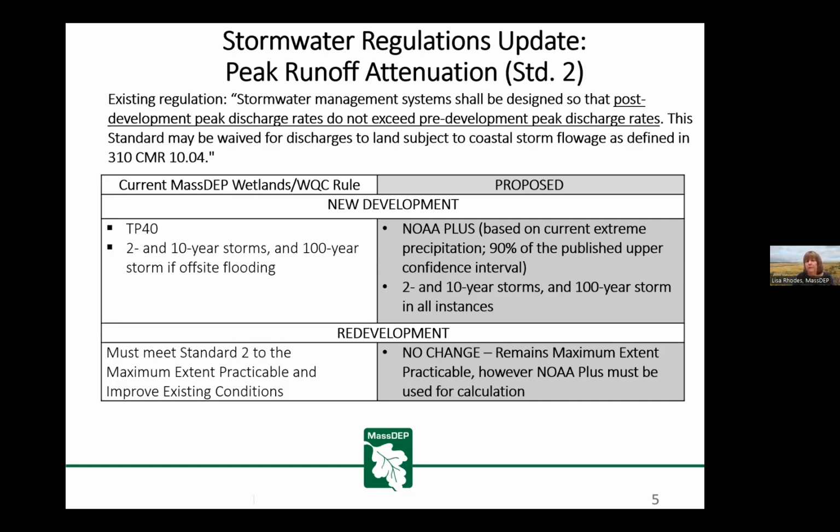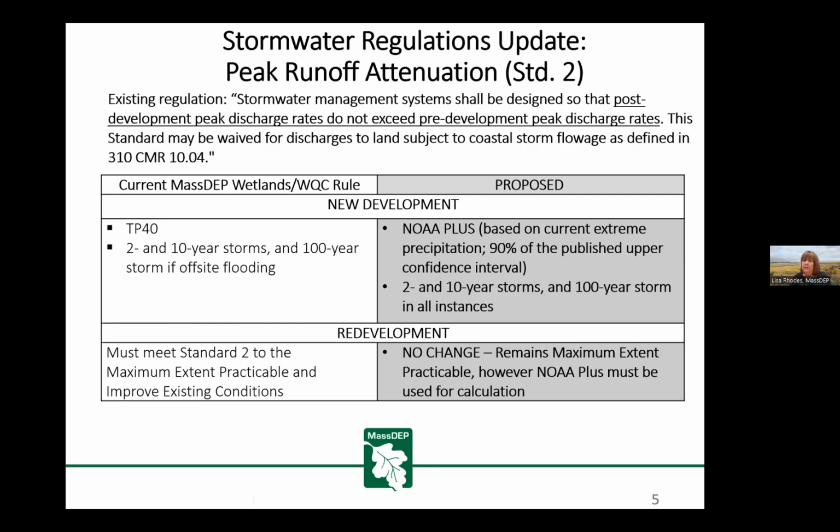And we are proposing to discontinue use of that and to adopt the NOAA 14 atlas that was published in 2015 and updated in 2019. Only rather than use the fitted or average value of the NOAA Atlas, we are proposing to use the 90% of the published upper confidence interval to reflect current extreme precipitation. We refer to that as NOAA Plus. We are also proposing to require the 2 and 10-year storms like today, but also the 100-year storm for design.